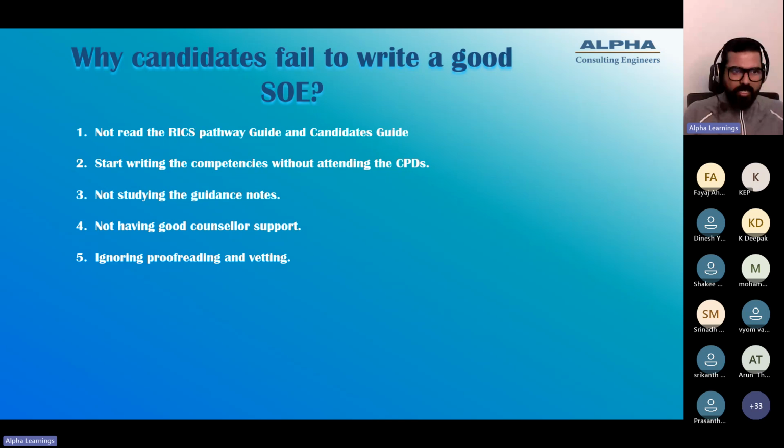Now, not studying the guidance notes. I'm referring to RICS guidance notes. You need to study those guidance notes to understand the RICS way of doing things. Also, not having good counselor support, and ignoring proofreading and waiting. So sometimes the counselor support is also not good.